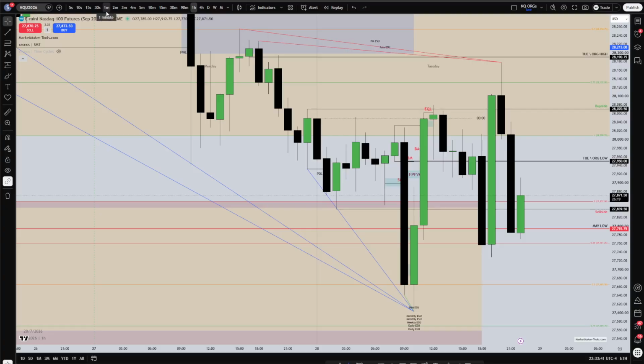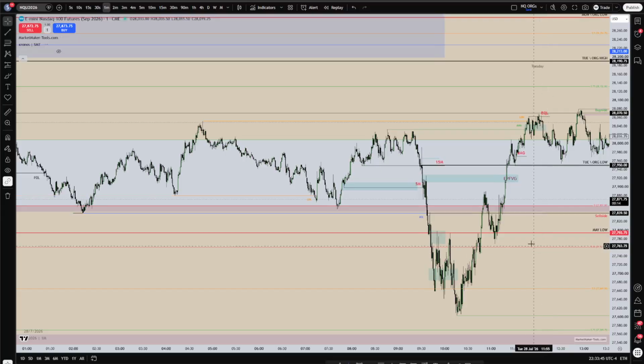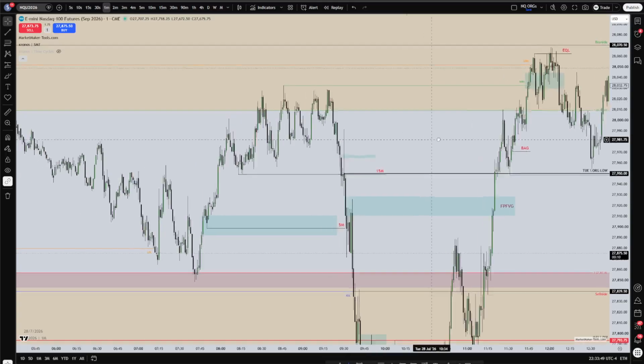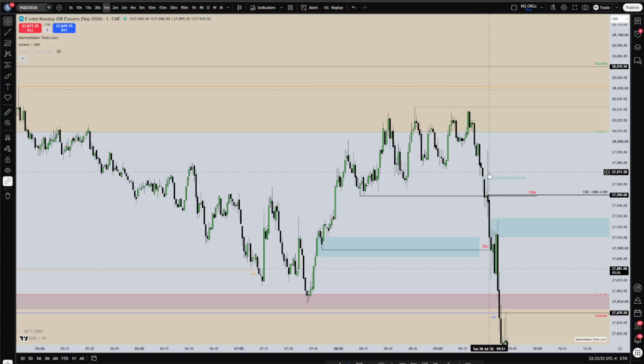So let's go down to the 1 minute chart and see what happened there. On the 1 minute chart, as you can see, this was before the market opened. The market opened here at 9:30.